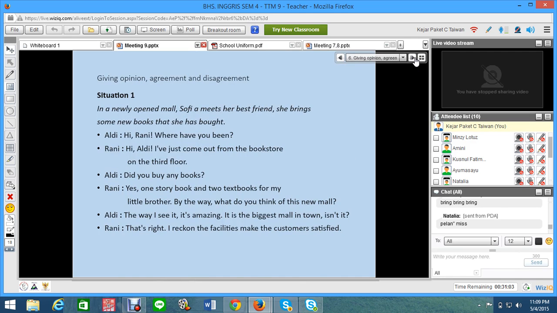Okay, we are going to talk about giving opinion, agreement, and disagreement. We have discussed this before, but I just want to emphasize that this is very important to know. For example, situation 1: in a new urban mall, Sophia meets her best friend. She brings some new books that she has bought. This is present perfect also.